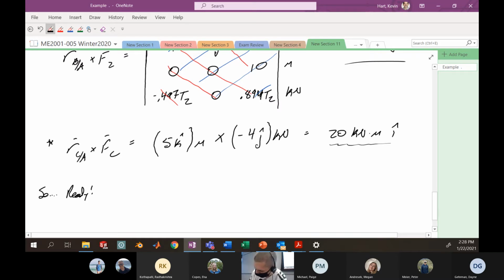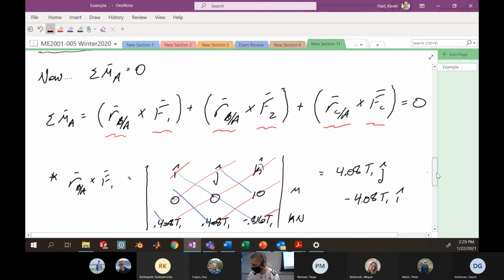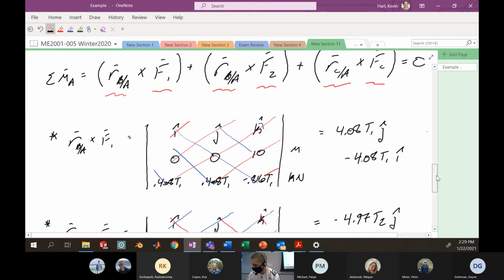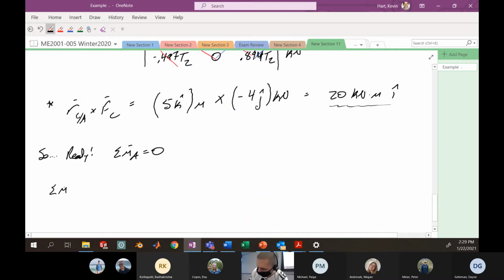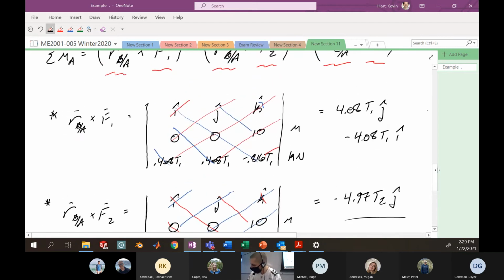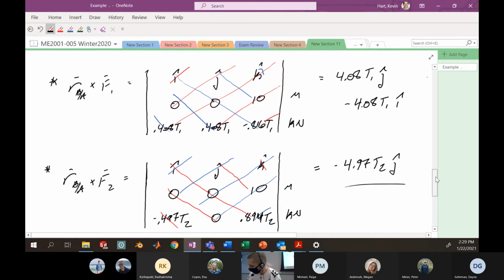Ready for sum of the moments about A equals 0. Remember that this is generally 3 equations, sum of the moments in X, sum of the moments in Y, sum of the moments in Z. And we're going to see from our moment equation above that we have contributions of a couple of those different guys. Maybe we just put it all together and say that the sum of the moments at A from all of our contributions, something like our first guy above here, we saw 0.408 T1 J minus 0.408 T1 I. So I'm going to reverse that to keep I and J in sort of a standard order.